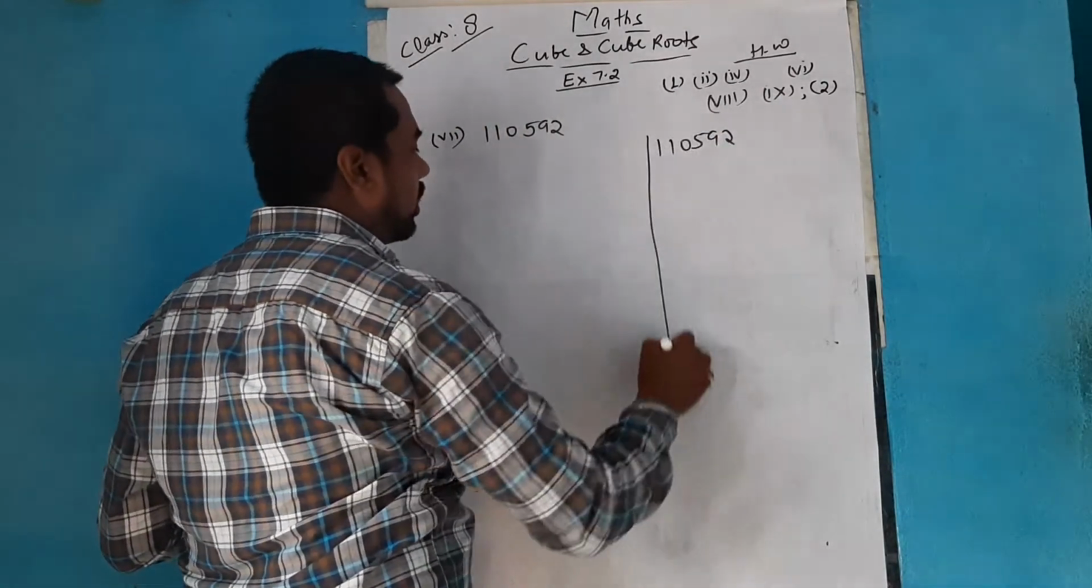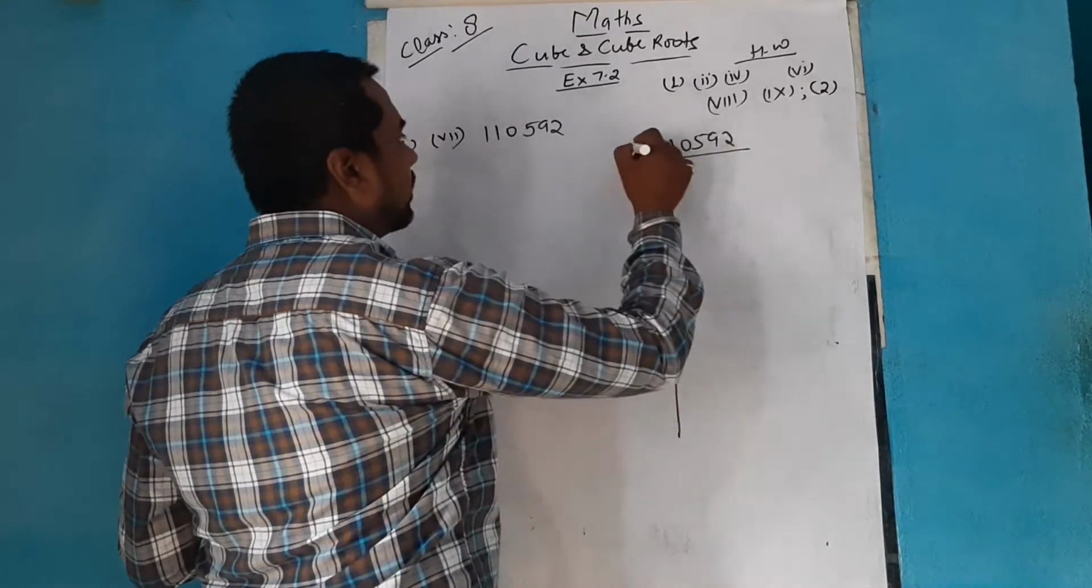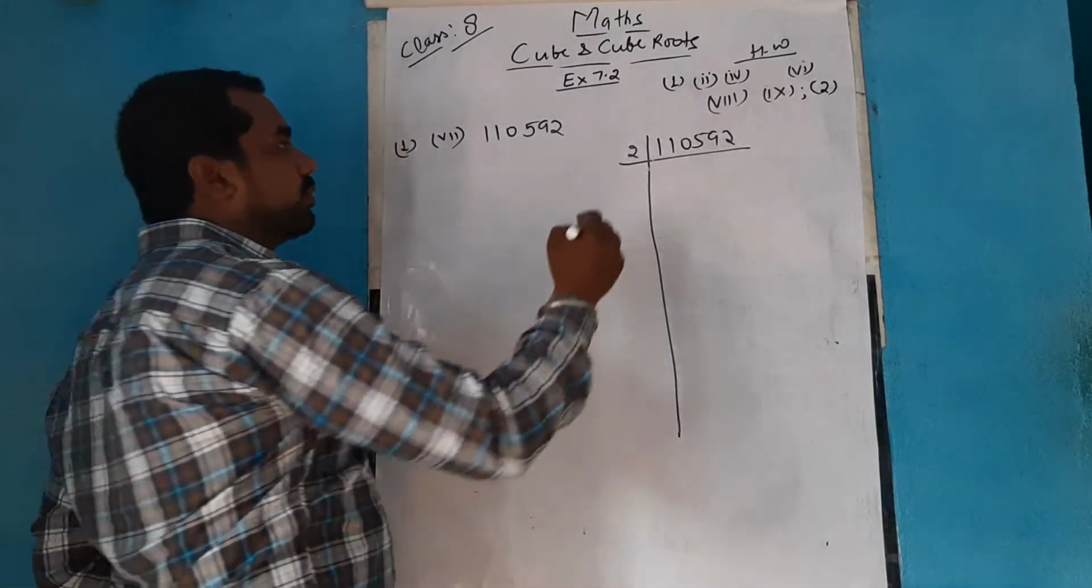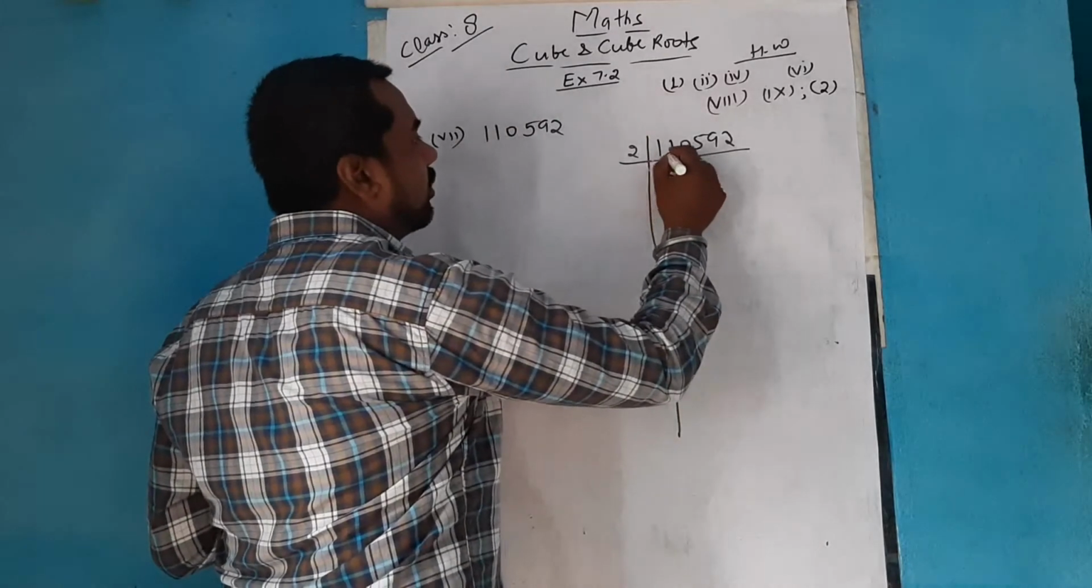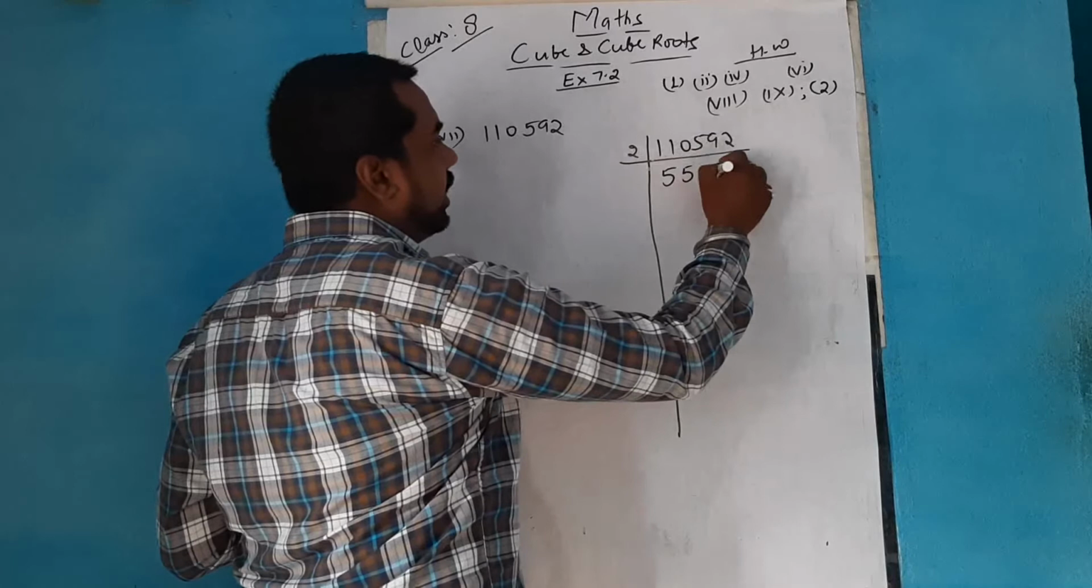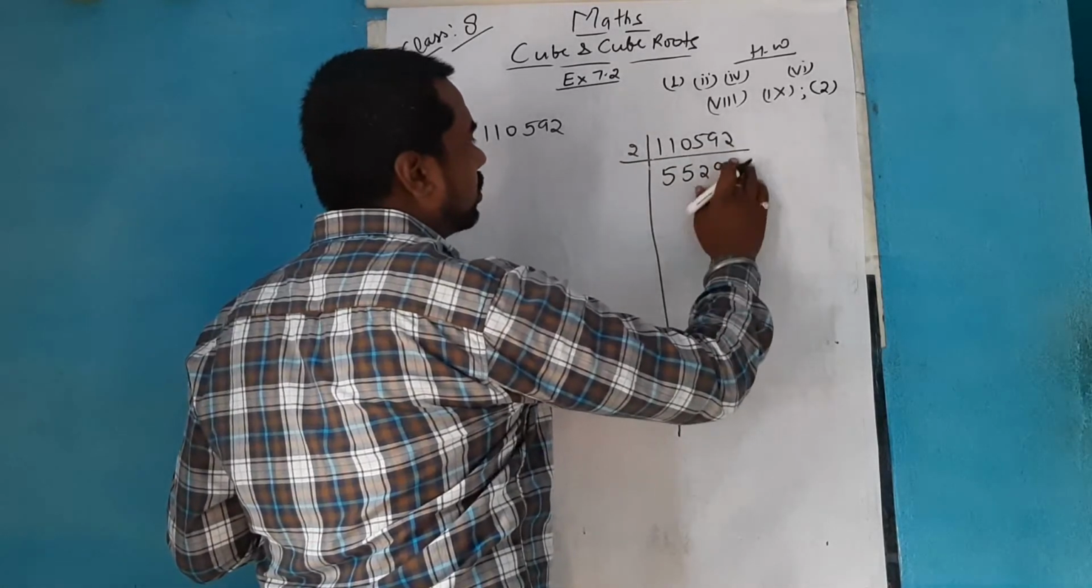110592. Let's find it out for this. As it is ending with an even digit, let's start with 2. 2 5s are 10, 1 11, 10. 2 2s are 4, 1 19. 2 9s are 18, 1 12. 2 6s are 12.